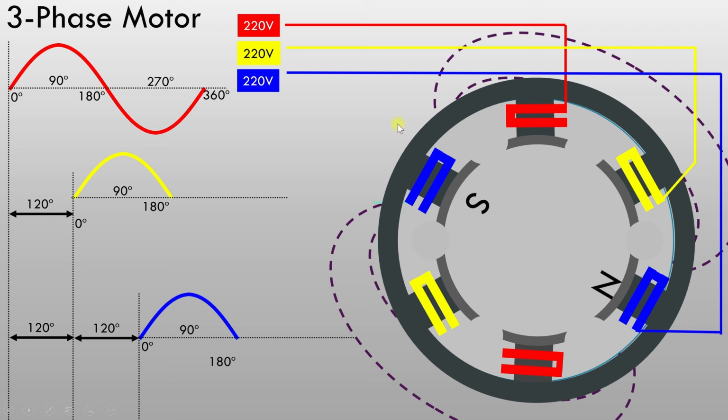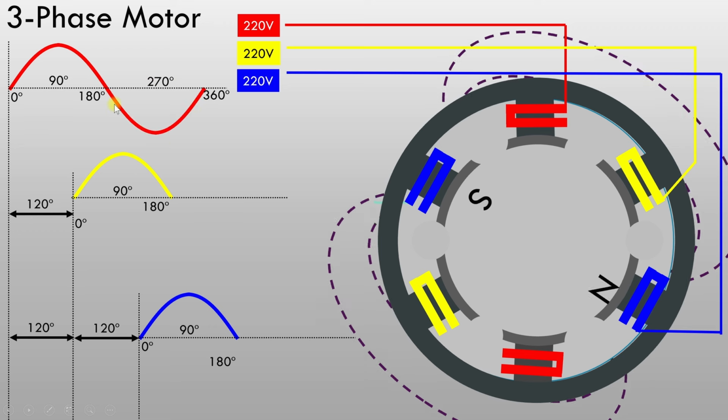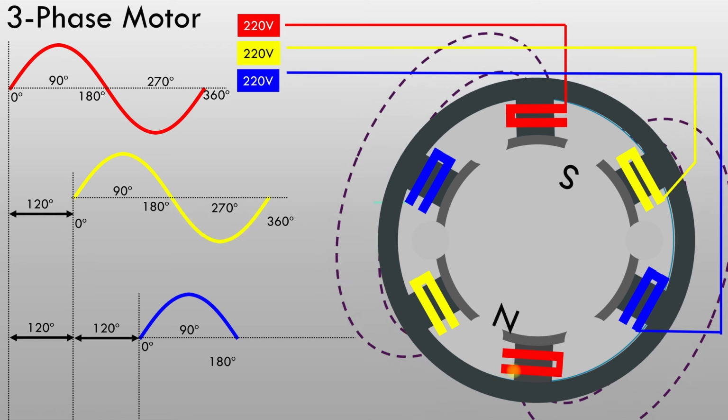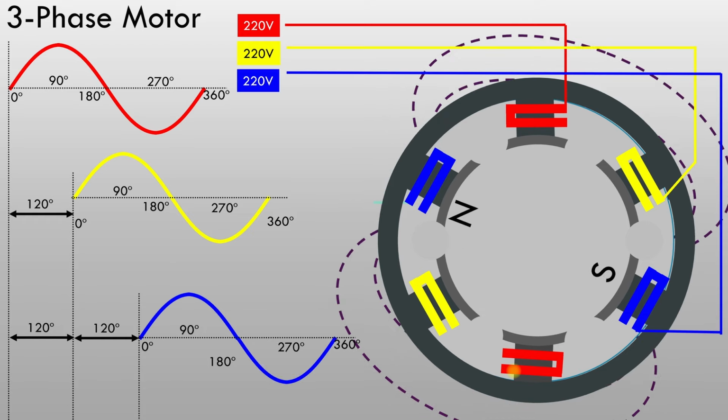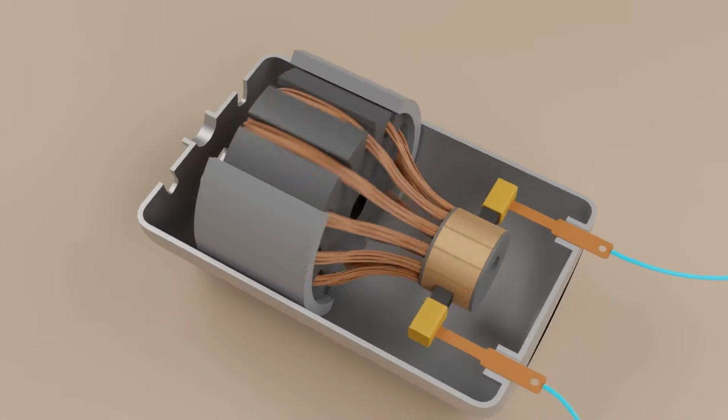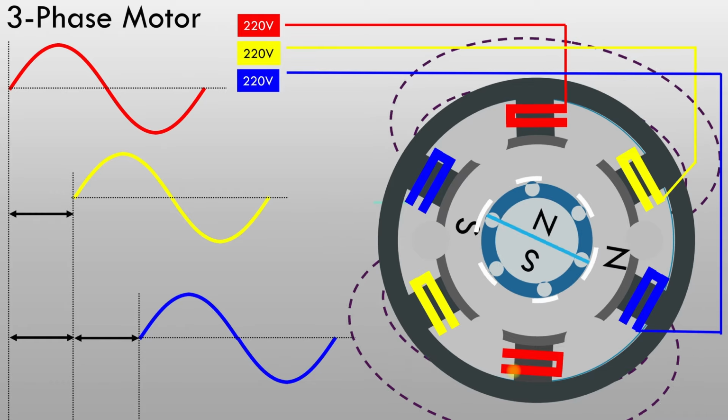When there is a negative half of the first phase, we can see the south pole is on the top side and the north pole is on the bottom side. Same goes for yellow and same goes for the blue winding. So now you can see how we have created a rotating magnetic field in the stator of the AC induction motor just by providing a 3-phase power supply. There is no other equipment needed.